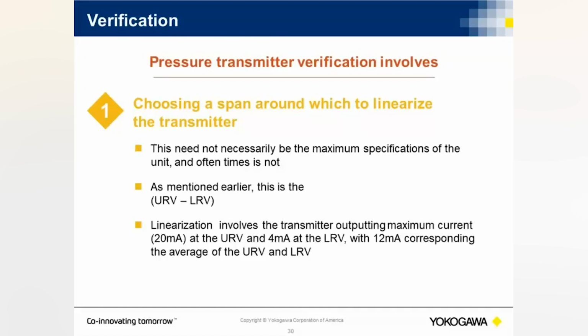Pressure transmitter verification will involve about 4 steps, which I'll discuss in a moment. The first step would be choosing a span. Going back to our earlier discussions on the pressure transmitter, the span is a subset of the maximum range that is used to linearize the transmitter and decide what pressure range that transmitter is ideally set to be useful. So this is the URV minus the LRV. Linearization then involves making sure that the transmitter is outputting the 4 to 20 milliamp range across the span.